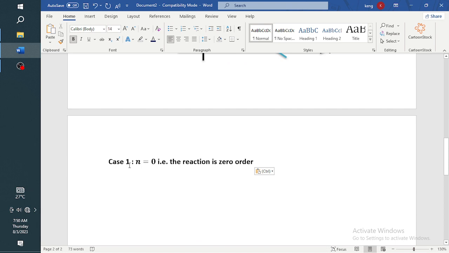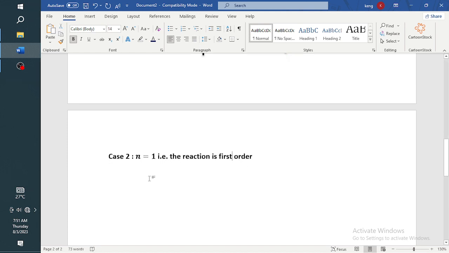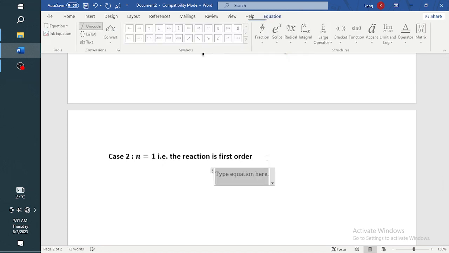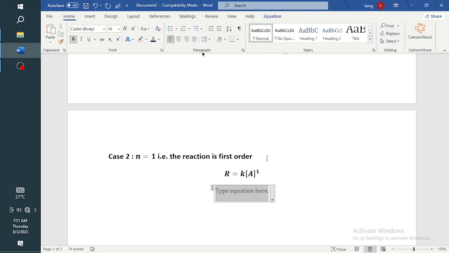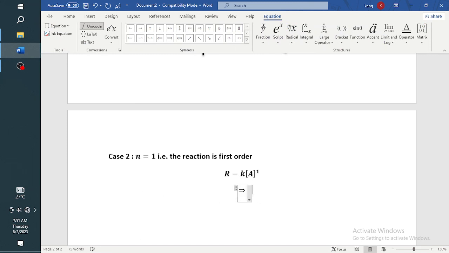Okay, so our case 2 is when our n is equal to 1. When n is equal to 1, the reaction is said to be first order. And when the reaction is first order, what is the rate of that reaction? The rate is equal to the rate constant times the concentration of our reactant raised to the power 1. Now from here, what do we see? We know that this is the definition of the rate, equated to K times the concentration of the reactant. A first order differential equation, very nice.